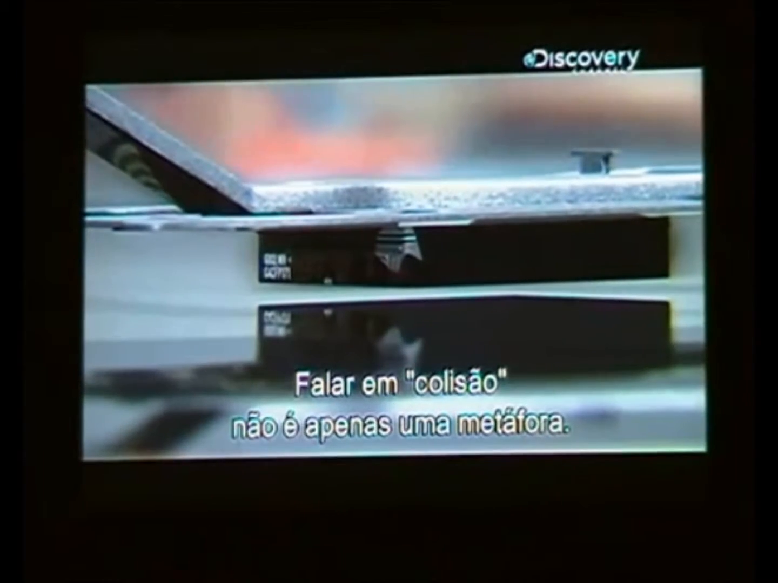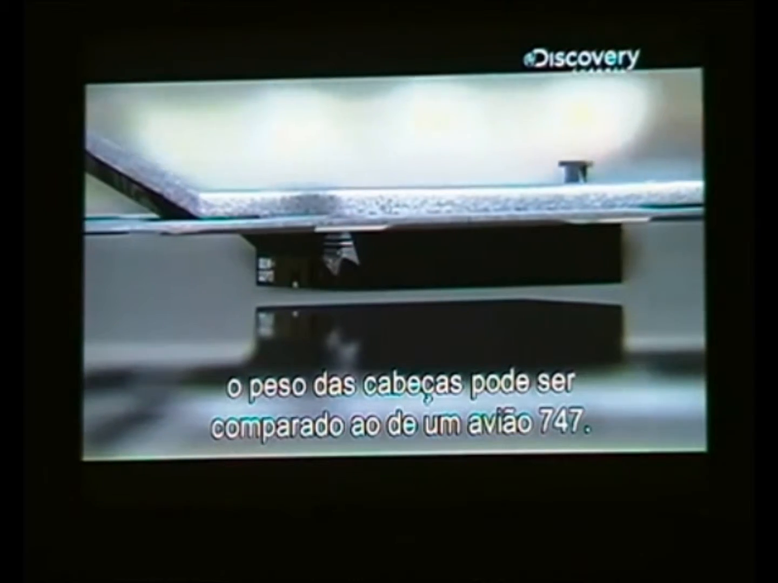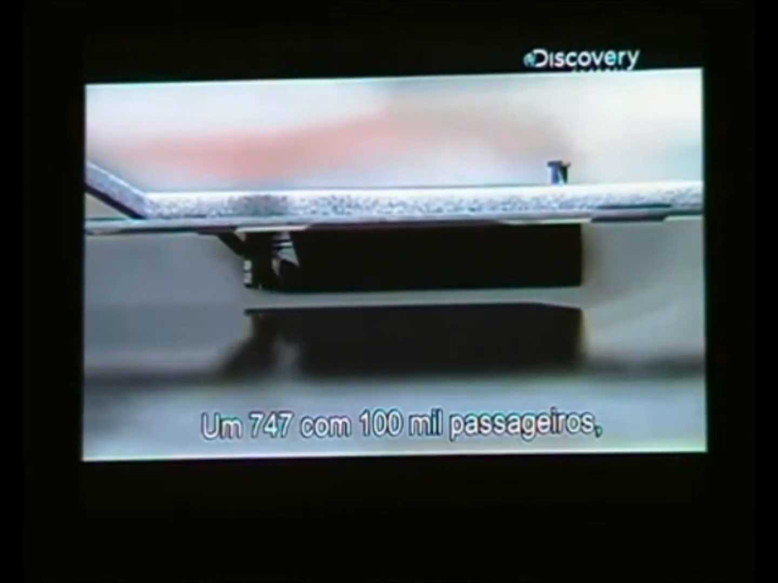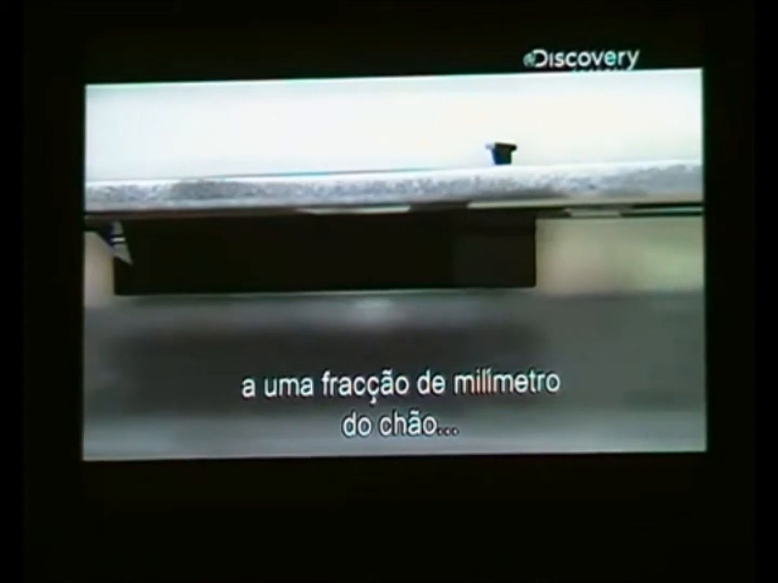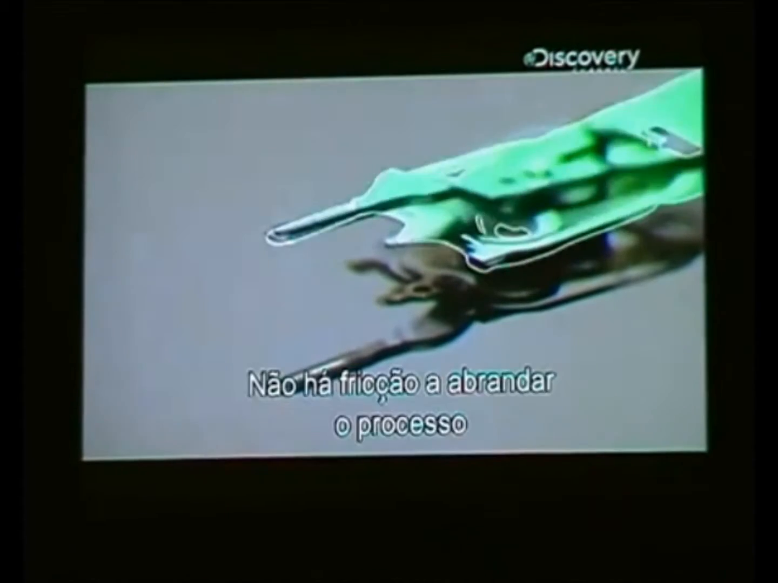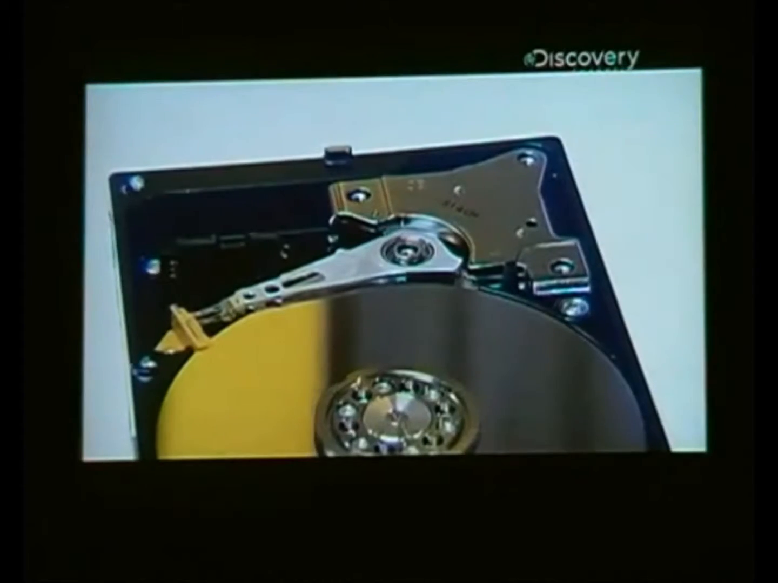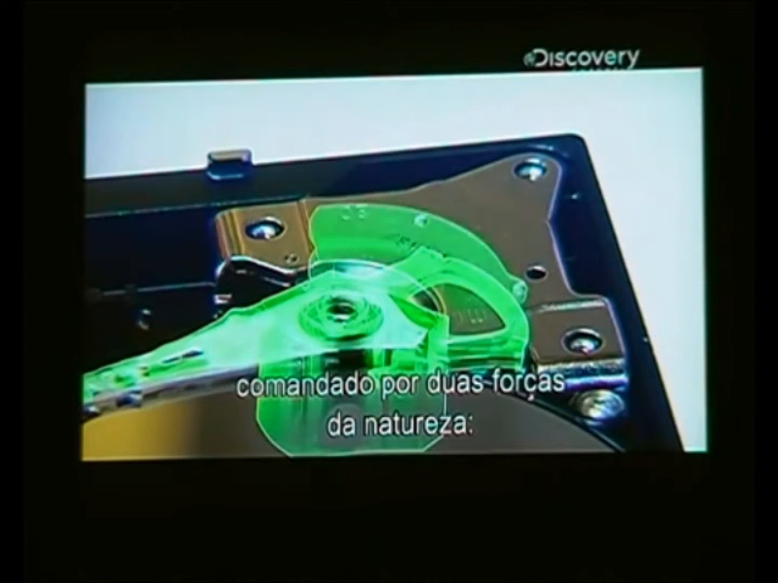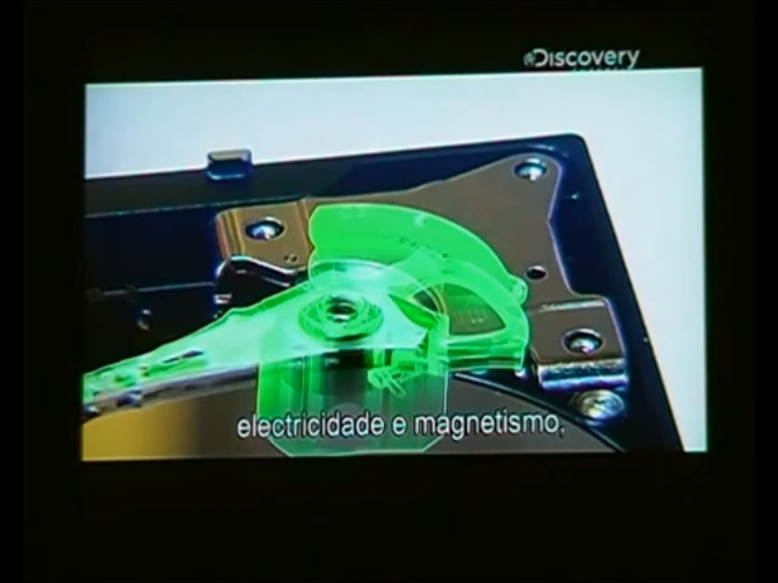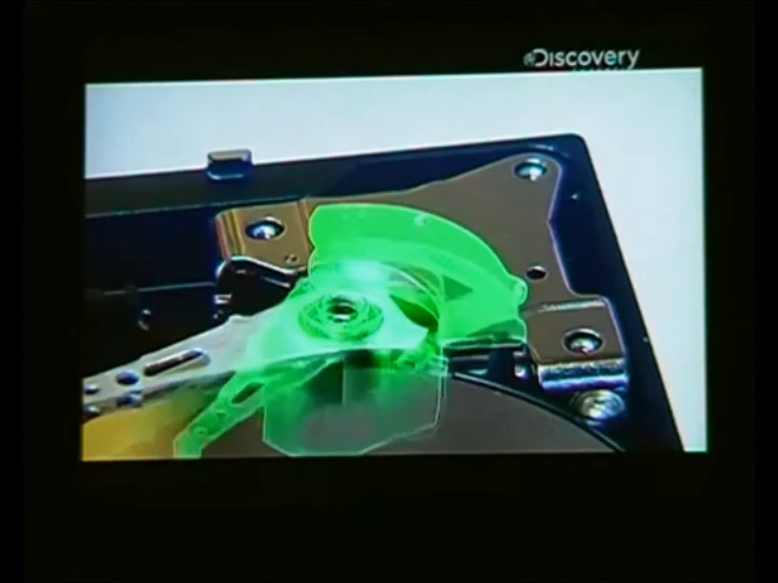Talking about a crash is not only a metaphor. At these tiny scales, the weight of the heads really compares to the weight of a 747 airplane packed with 100,000 passengers flying at 100 kilometers per hour, a fraction of a millimeter from the ground. Ouch. There's no friction to slow things down, so the arms can move the heads to write or access data up to 60 times per second. The engine that drives the arms is invisible because it's an electromagnetic system driven by two forces of nature, electricity and magnetism, which makes the arms move back and forth across the disk at lightning speed.